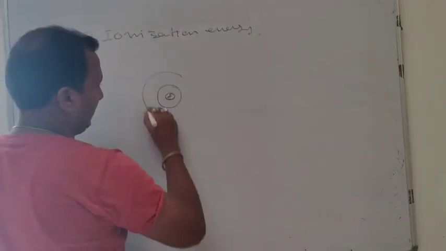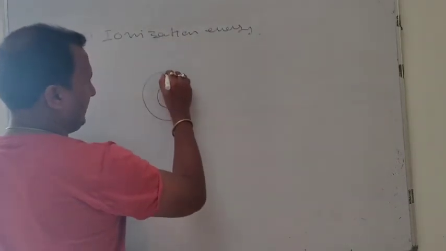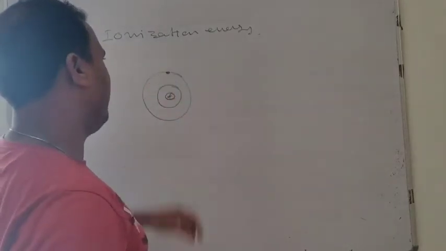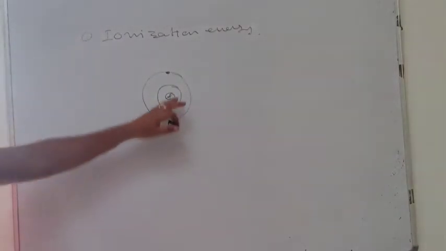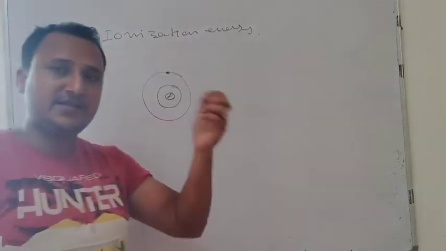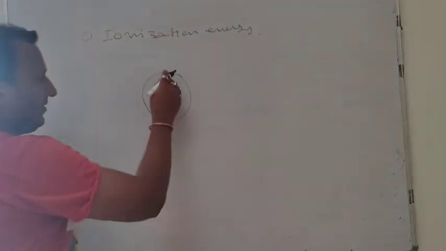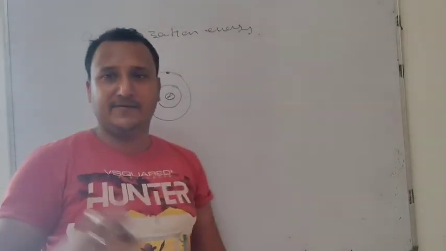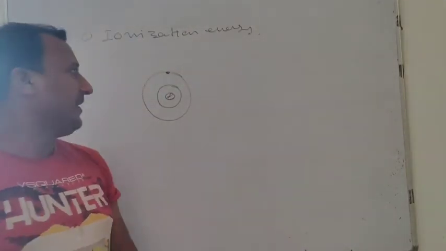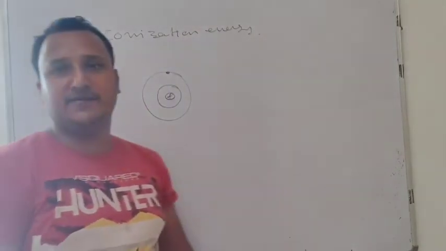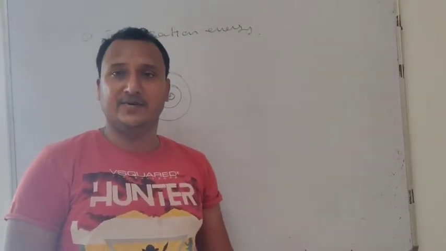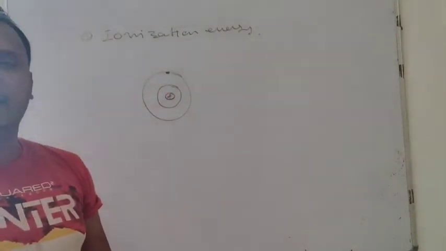The electrons are attracted by the nucleus. Let us consider an electron which is present in the second orbit of an atom and the nucleus is present inside. The electrons are strongly attracted by the nucleus and therefore to remove this electron from that nucleus a definite amount of energy is required. That energy is known as ionization energy.